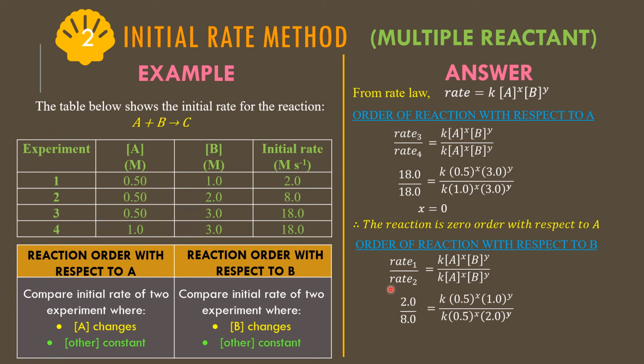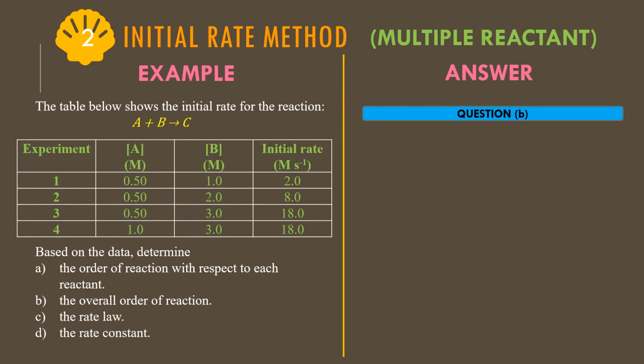Next, kita akan selesaikan formula ni untuk mencari value of y. Sebab y inilah order of reaction with respect to B. So, kita akan cancel out beberapa perkara. Yang pertama, kita akan cancel out k. Yang kedua, kita akan cancel out x. Sebab x ni kita dah kira tadi. Nilai dia kosong. So, atas ni kosong, bawah ni pun kosong. Cancel out je lah nilai yang sama kan? 0.5 dengan 0.5 pun nilai yang sama. Cancel out saja. So, kita dapati y adalah 2. Therefore, the reaction is second order with respect to B.